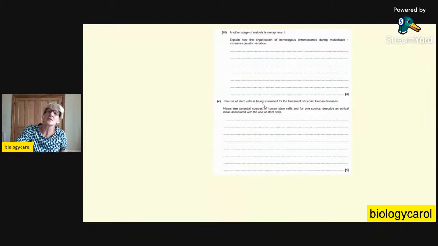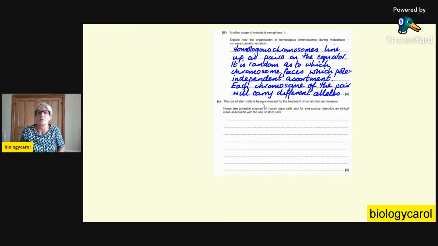Another stage of meiosis is metaphase 1. Explain how the organization of homologous chromosomes during metaphase 1 increases genetic variation. So this is about those homologous chromosomes lining up on either side of the equator, independent assortment. But I'm feeling the need to explain what independent assortment actually means.